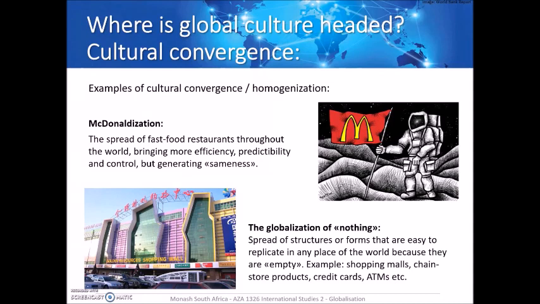Another example is what they call the globalization of nothing. That's basically the idea that there are structures or forms that are very easy to transfer to another culture or another place because they're basically empty. For example, a shopping mall, a chain store product, credit cards, ATMs. It's something you can copy quite easily because it's an empty structure. This picture is the Great Mall of China. It's one of the biggest malls in the world, and funnily enough, it's called the Great Mall of China.